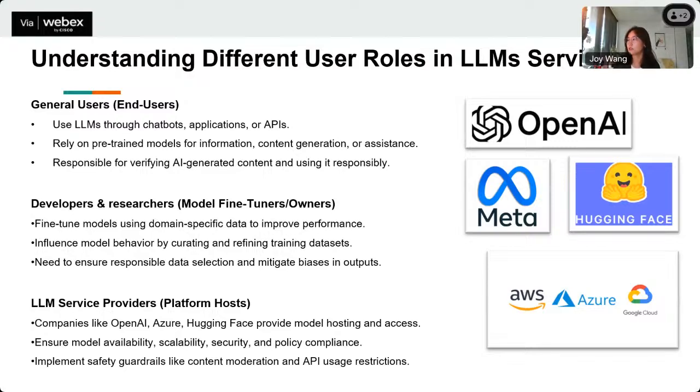And there are other users, for example, the large language model service providers such as Hugging Face, Meta, OpenAI, AWS, and Azure. These companies are primarily providing the hosting service to allow us to use the models securely. So their goal is to do a lot of security protection to ensure the model's availability, scalability, and security are not compromised by malicious actors. Also, they have to implement certain safeguards to make sure the content is aligned with public values and the API is not misused. Understanding the different roles in this landscape helps us gain a better understanding of the potential risks and safety concerns.